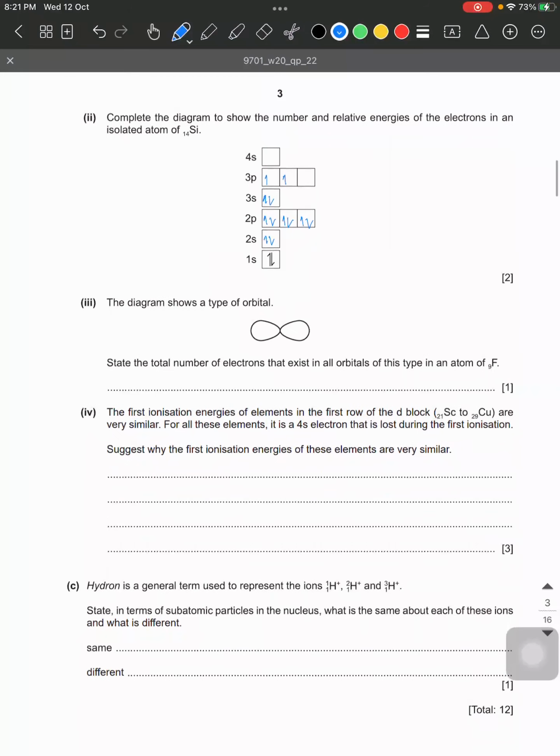And then they are saying that the diagram shows a type of orbital, and they are asking to state the total number of electrons that exist in all orbitals of this type in an atom of fluorine. If you talk about fluorine, it is 1s2, 2s2, and 2p5. This is actually a dumbbell shape, and dumbbell shape is for the p orbital, or p subshell. So we have a total of 5 electrons in the p subshell in fluorine.